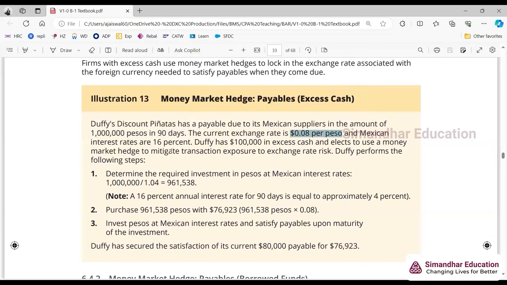This is called spot rate. Mexican interest rate is 16%. Okay, that's also fine. Duffy has 1 million in excess cash. So that's fine. And money market hedge. Now let's go to the Excel and try to solve it.